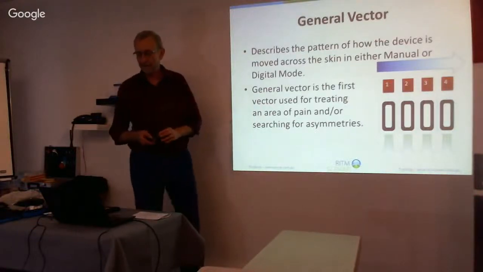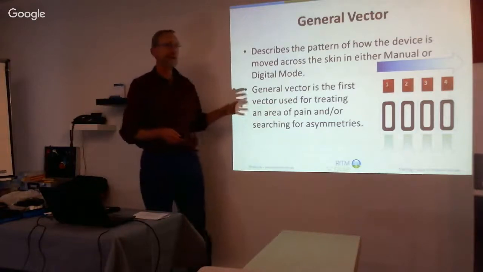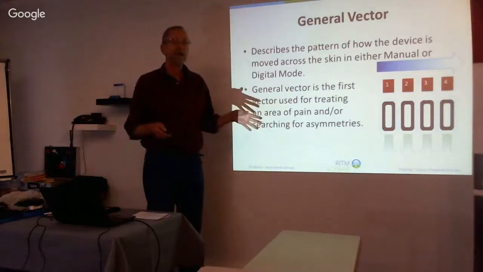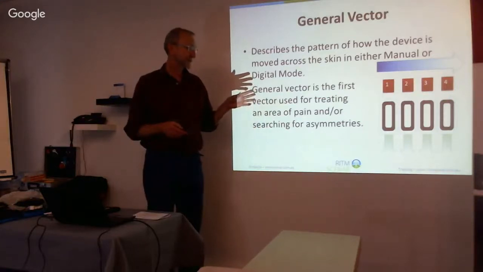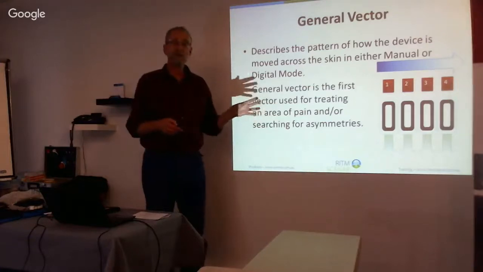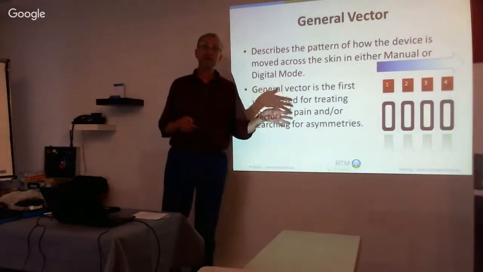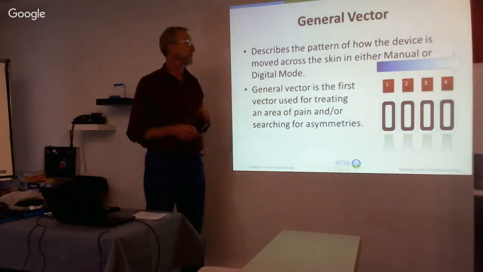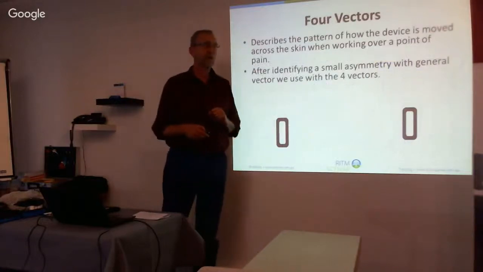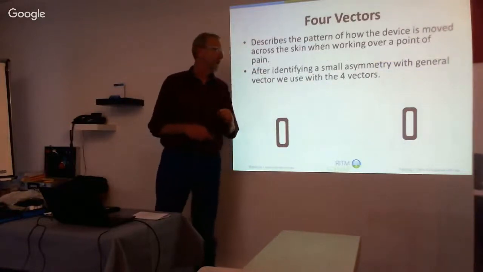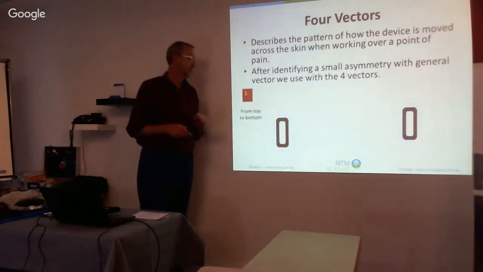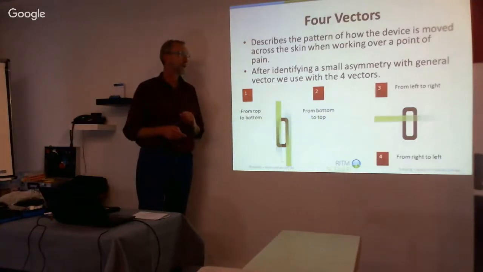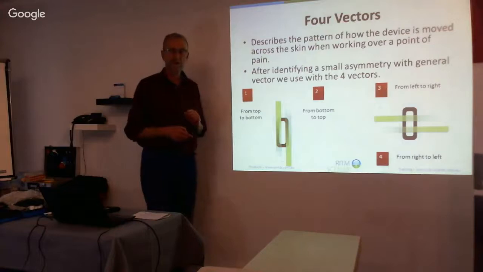All good? Very good. Okay, so now we talked about the general vector, how to move the SCENAR over the body. Now, this is when you find a spot that is painful, which the patient will point out to you, or if you find an asymmetry, then you're actually working with what we call the four vectors. And the four vectors means that you go from top to bottom, from bottom to top, from left to right, and from right to left.